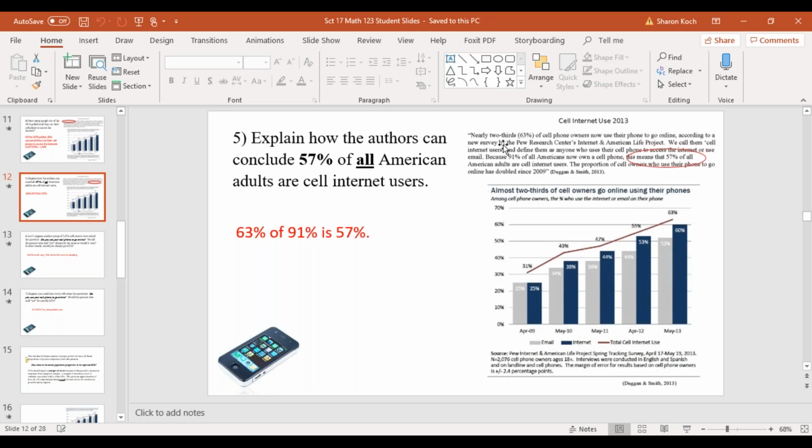Notice it says nearly 2/3, or 63%, of cell phone owners now use their phone to go online, according to this Pew Research Center. So this is a real thing. Pew Research Center is a real organization, and they actually randomly ask people questions.